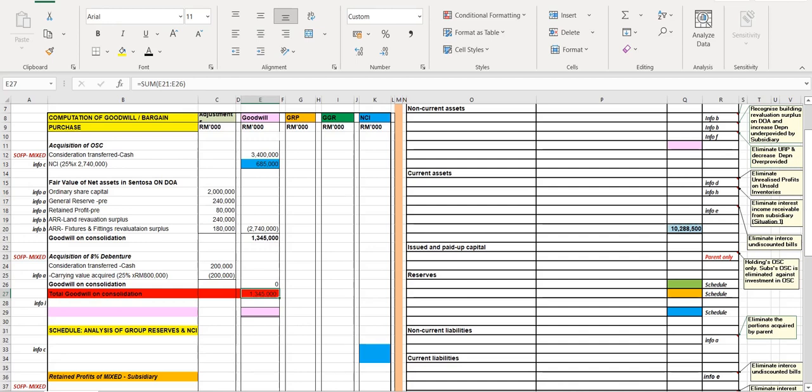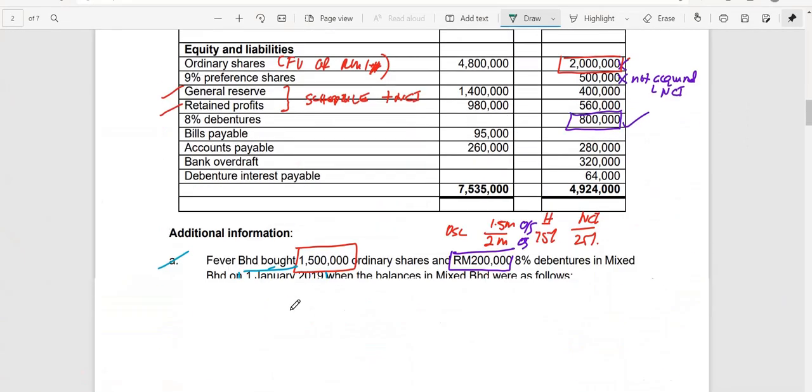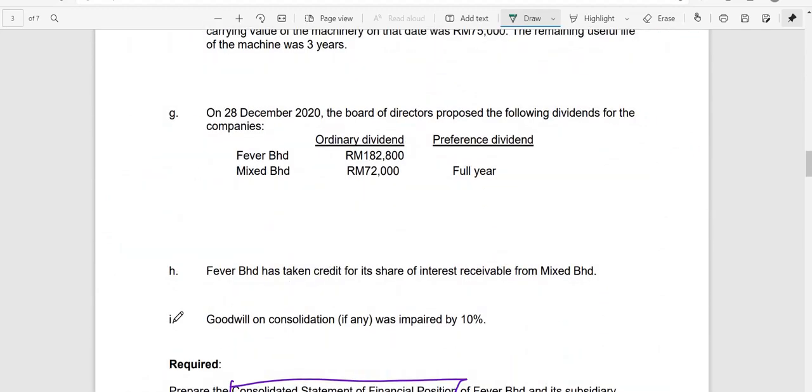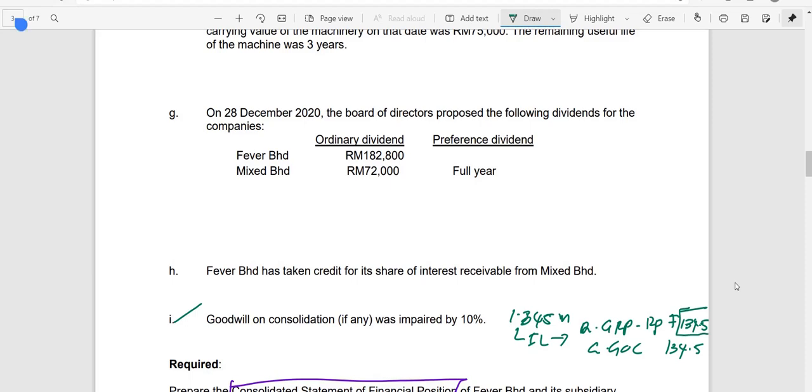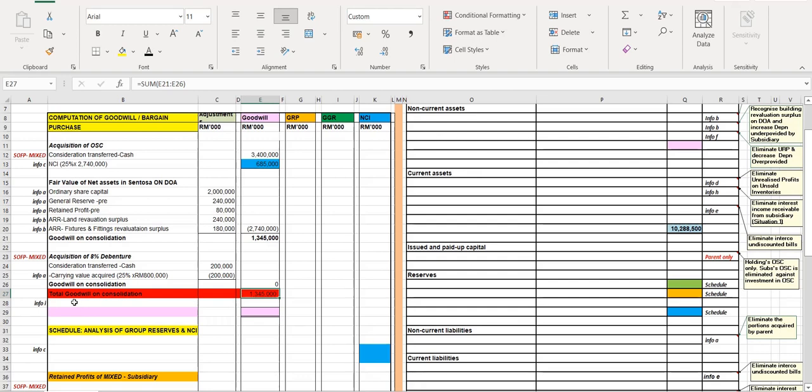And if you look at the information on impairment, information I. Goodwill on consolidation, if any. A bargain purchase will not have any impairment. Bargain purchase will be credited to the group profit, but here goodwill is being impaired. So the 1345 million will have to be impaired, meaning that there is an impairment loss. For this impairment loss, debit the group retained profit, which is the retained profit of Fever, with 134.5, and credit the goodwill on consolidation 134.5. So that will affect the reduction to this group retained profit. So let's look at the schedule again to reflect that. So this is the impairment.